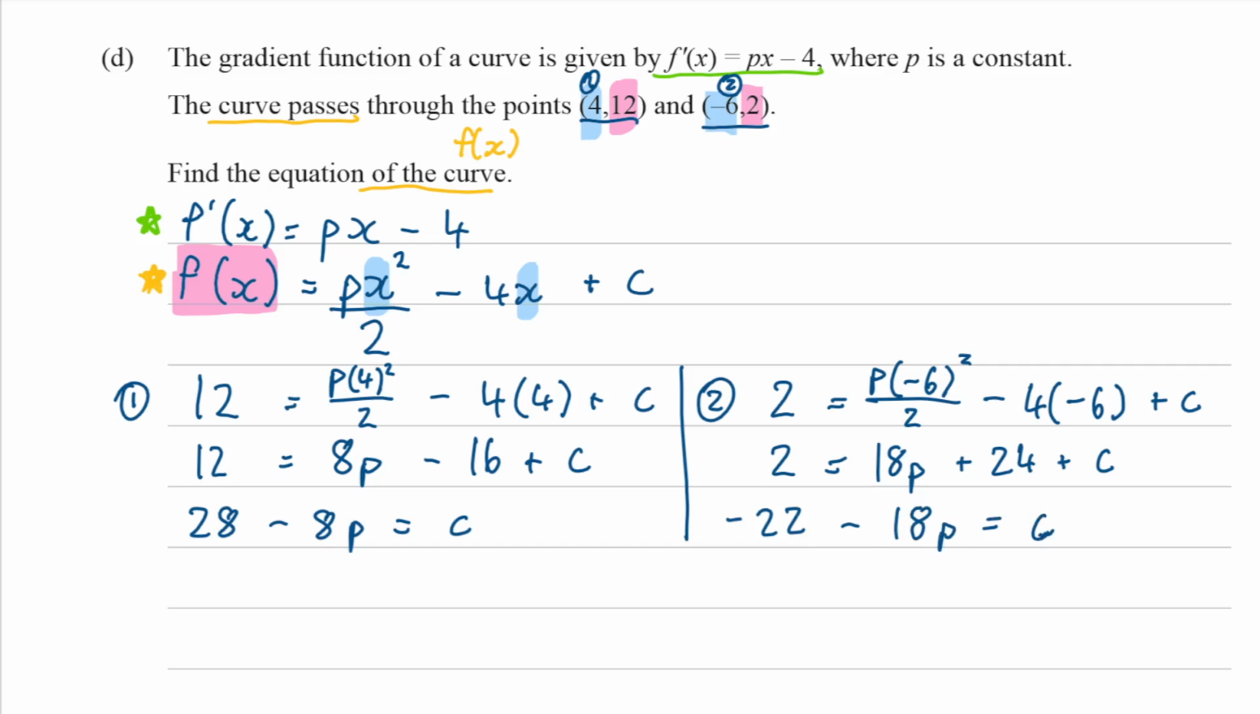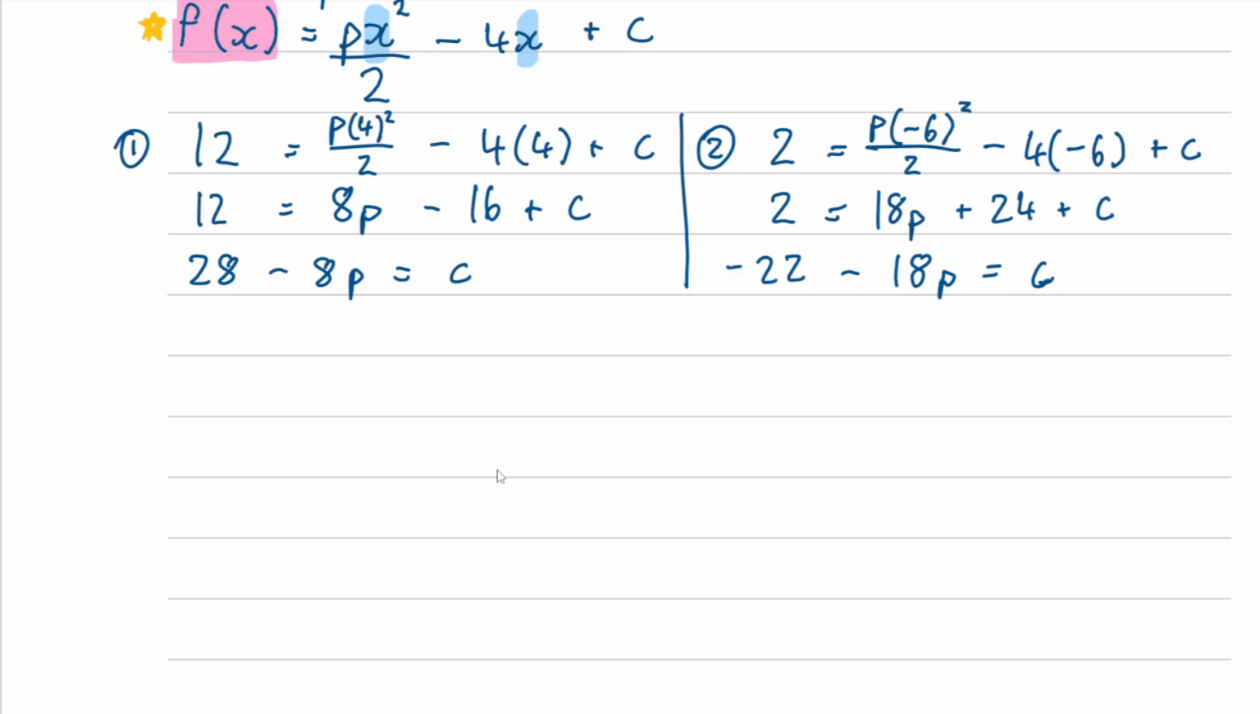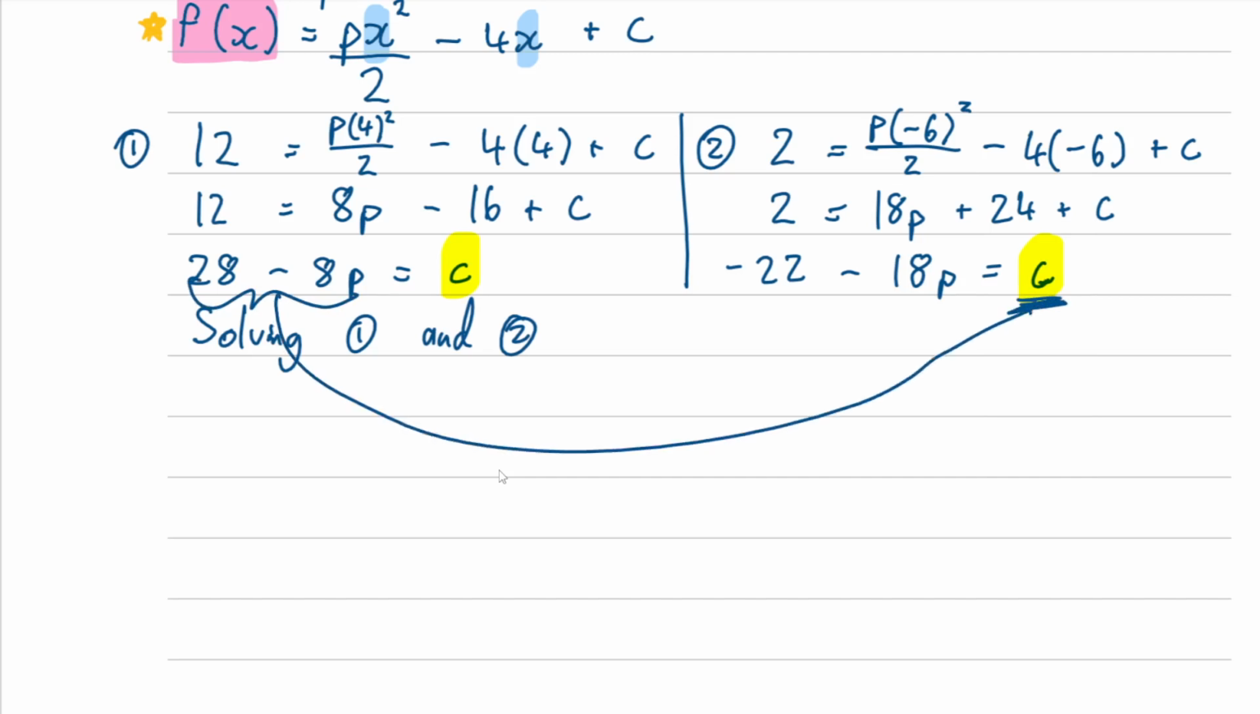Alrighty, so this is starting to look good. We have two equations, equation 1 and 2, and we have two unknowns, c and p. What that means is if there's a solution, we can solve. It's called simultaneous equations. So solving 1 and 2, the reason why I rearranged for c is so that I can equate these two equations. It's called substitution. So in for c will go 28 minus 8p.